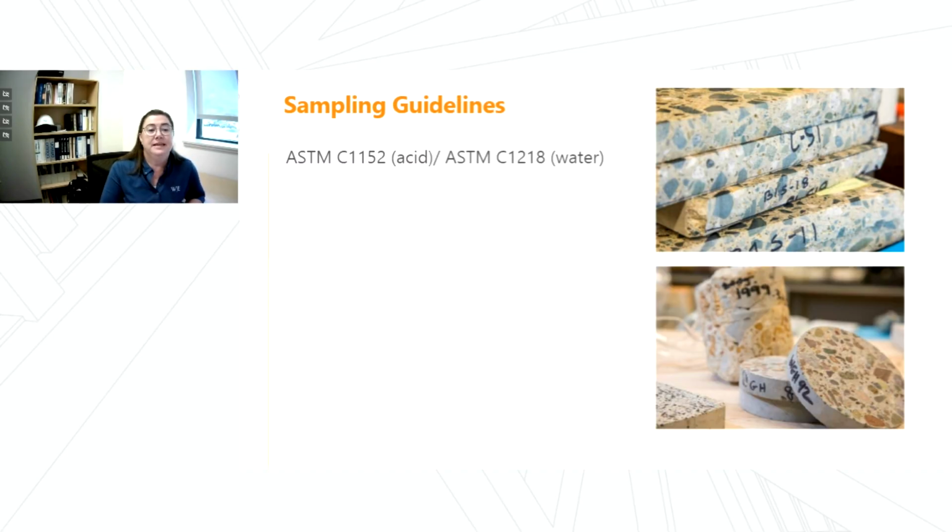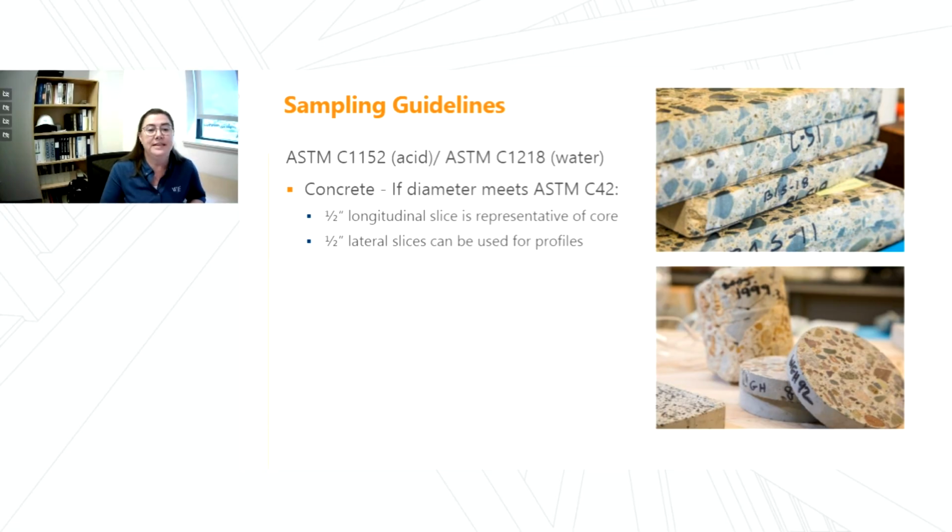So ASTM C1152 and 1218 does give us a little bit of a guideline when it comes to how to take samples. Those guidelines tell us that if we take a concrete core and the diameter meets ASTM C42 requirements, we can take a 1/2-inch longitudinal slice down the center of that core, and it should be representative of the core itself. We can also take 1/2-inch lateral slices to use for profiles. So if we want to know if the chloride at the top of the core is the same as the chloride at the bottom of the core, a 1/2-inch slice will work for that.